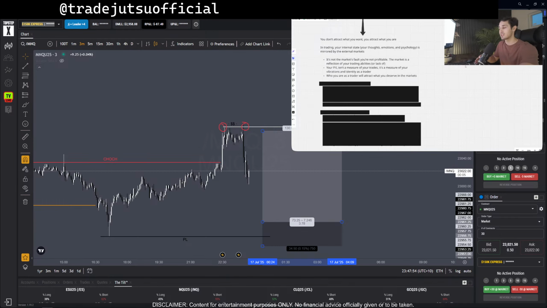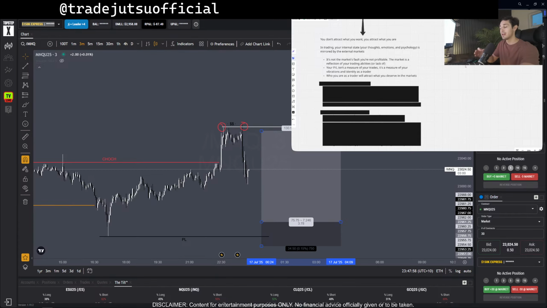Stop blaming the markets if you're failing as a trader. Stop blaming the markets if you're not profitable, all right? The market is merely a reflection of your trading abilities or lack thereof, all right? Your P&L, your profit or loss, how much you're up, how much you're down, isn't even a measure of your trades. It's a measure of your vibrations and identity as a trader.